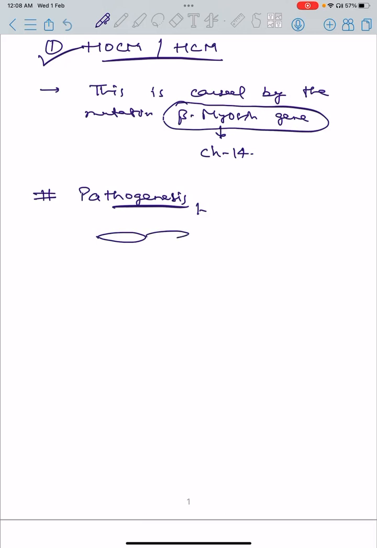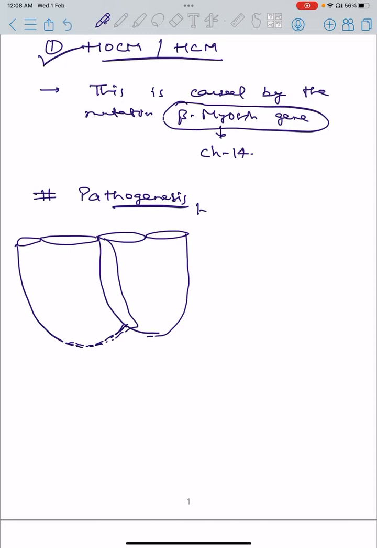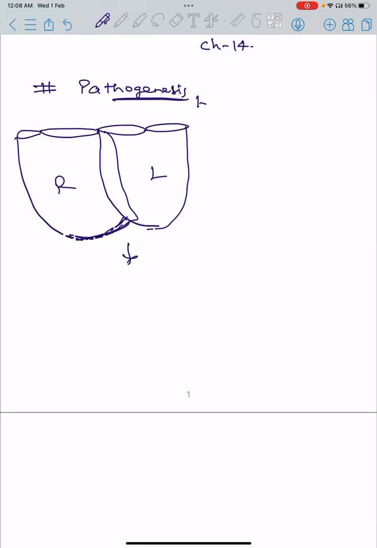First, this one is the left ventricle, and this one is the right ventricle. This is the normal structure of the two ventricles of our heart. This is right and this is left. Now let's have a look at the abnormal side. In cardiomyopathies, the left ventricle reduces its volume.